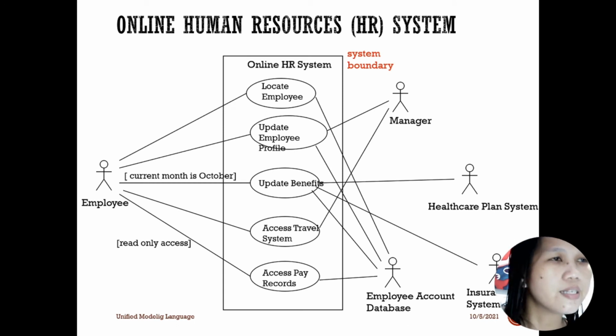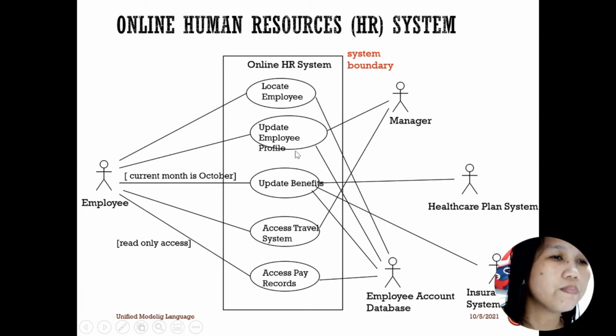Here is a sample of an online HR system. On the actors here we have actors 1, 2, 3, 4, 5. Actor 1 is the employee, the current month is October, with read only access. On the right part are the secondary actors, which are the manager, the healthcare plan system, the insurance plan system, and the employee account database. The employee can locate the employee, and it will link to the employee account database.